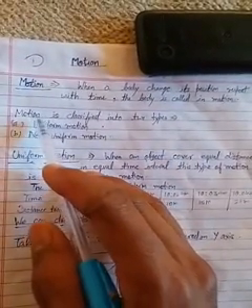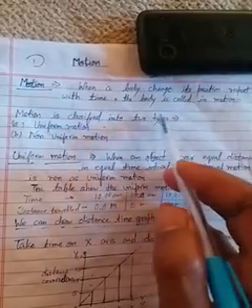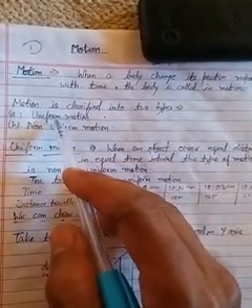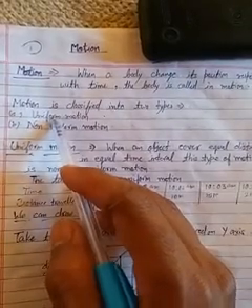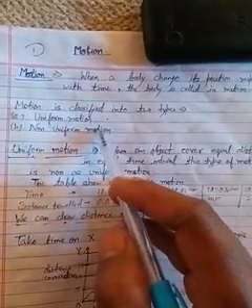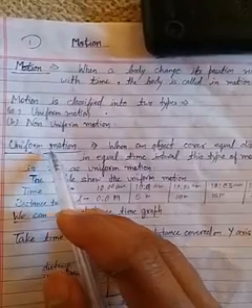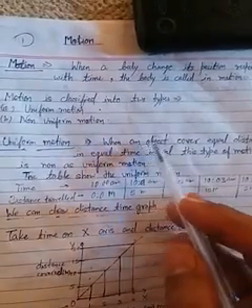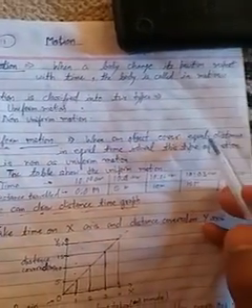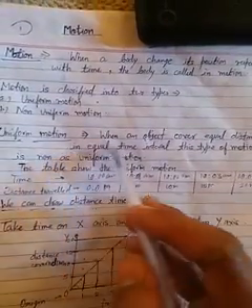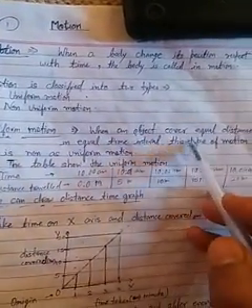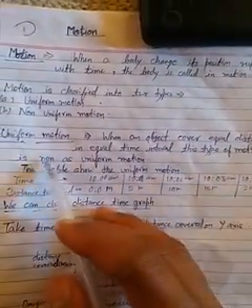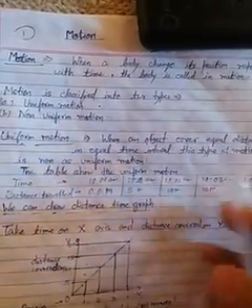Motion is classified into two types. There are two types of motion: uniform motion and non-uniform motion. First of all, we will study about uniform motion. When an object covers equal distance in equal time interval, this type of motion is known as uniform motion.